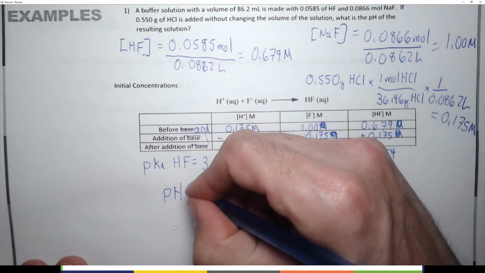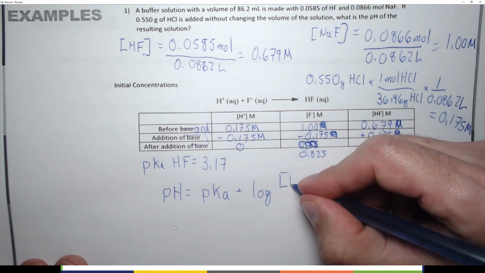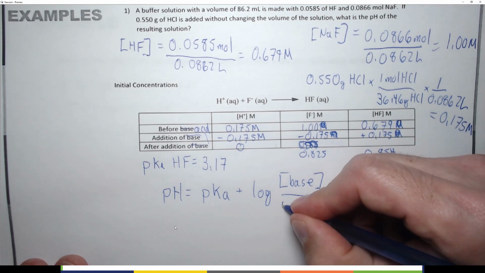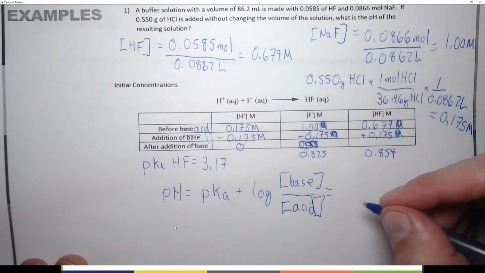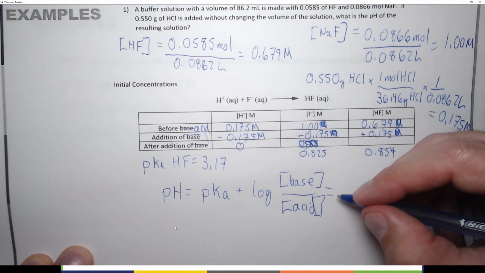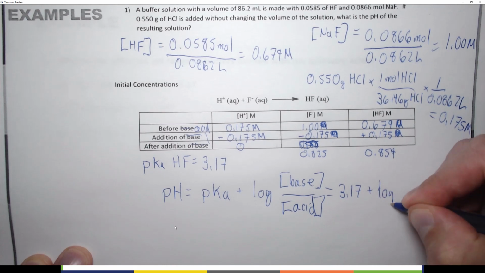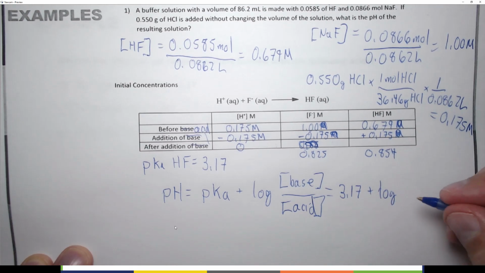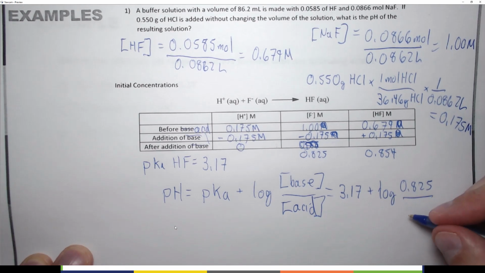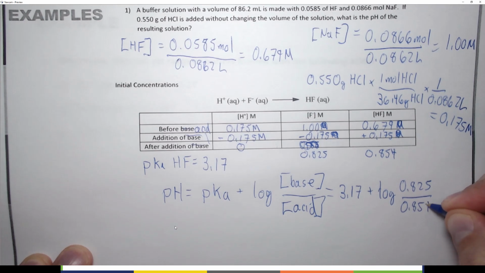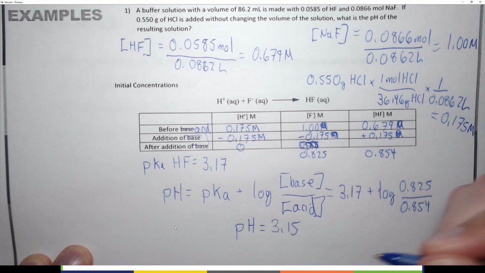pH equals pKa plus log of the concentration of base divided by the concentration of acid. When I do that math, I get the pKa, which is 3.17, plus the log of the concentration of base, which is the F minus, 0.825, divided by the concentration of acid, which is the HF, 0.854. And when I do all that math, I find that pH equals 3.15.